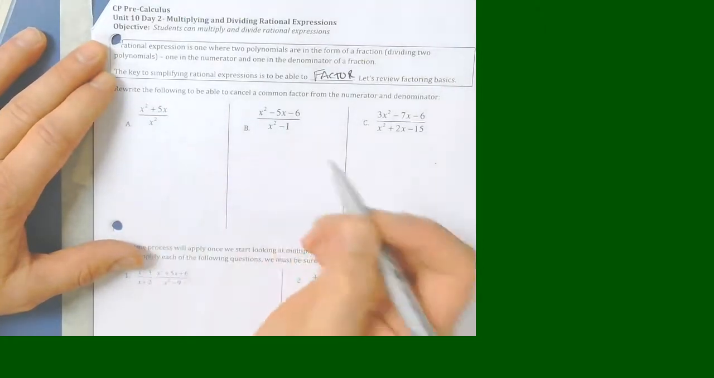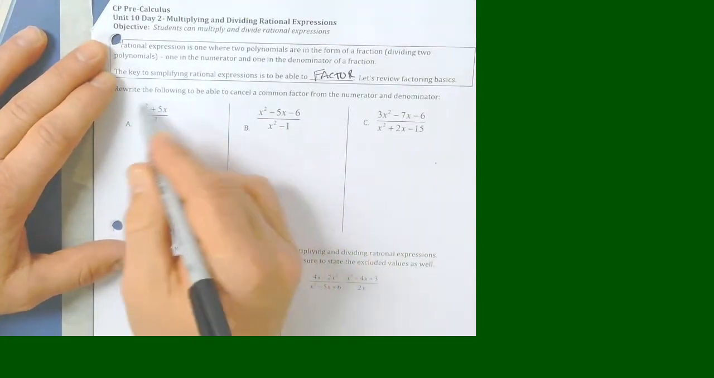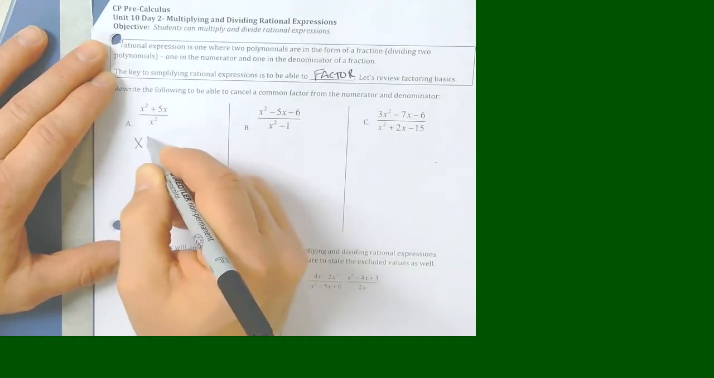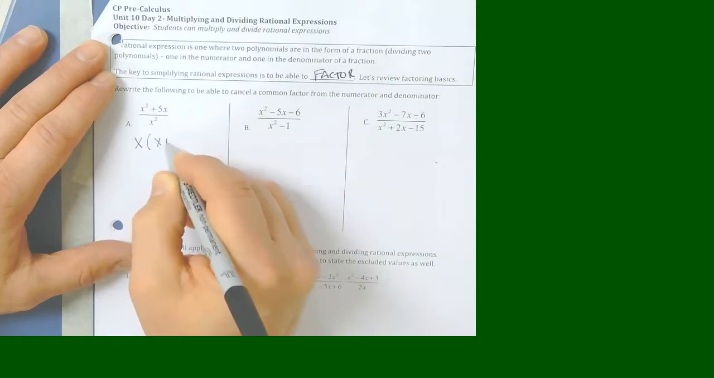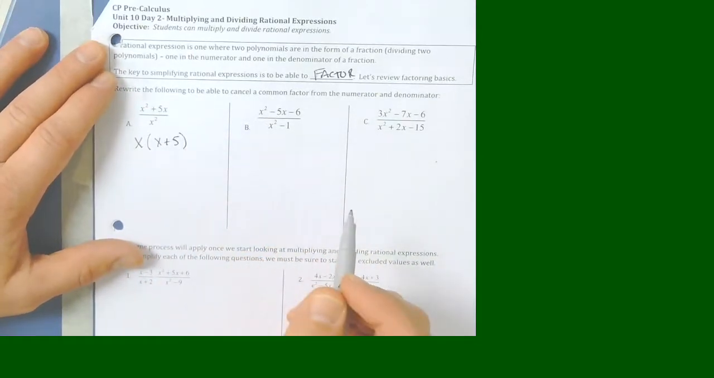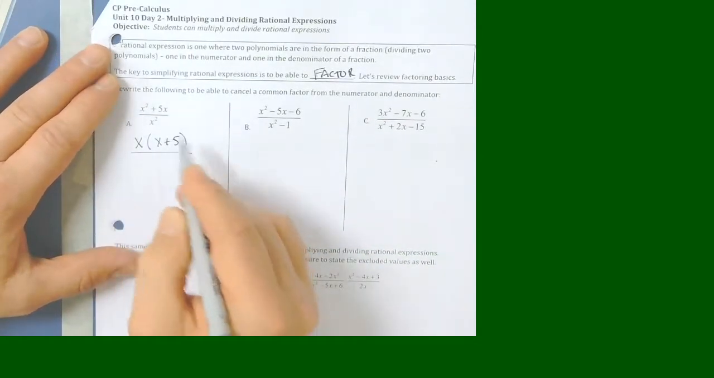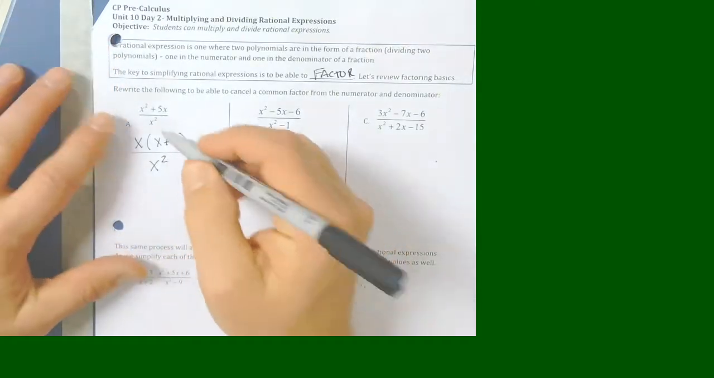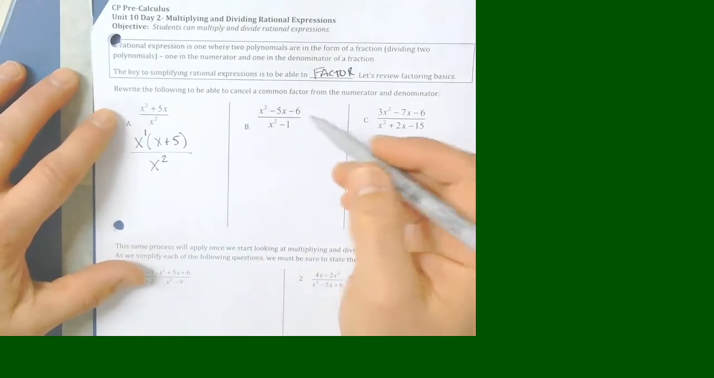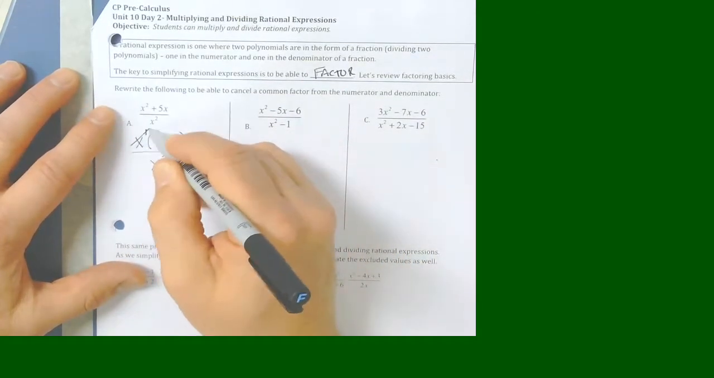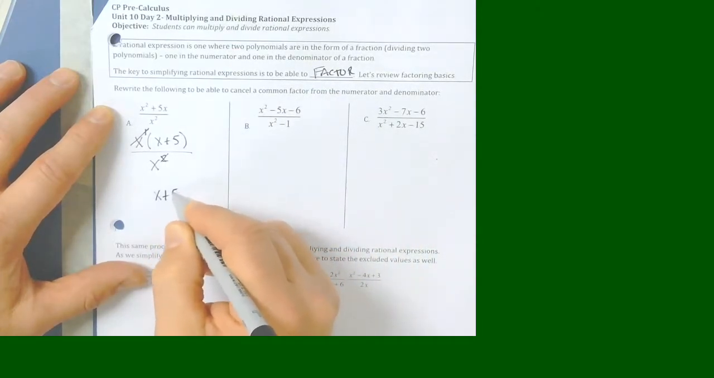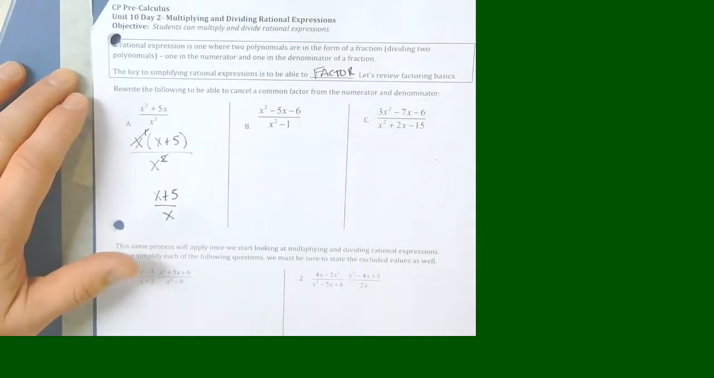If I look at x squared plus 5x over x squared, what's the GCF of x squared plus 5x? I can factor out an x. I have x plus 5 remaining, divided by x squared. 1 x on the top, 2 x's on the bottom. This x will cancel the x squared to give me x plus 5 over x.